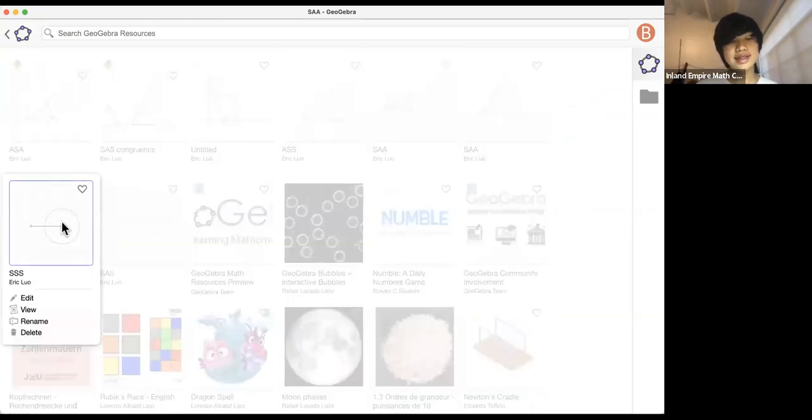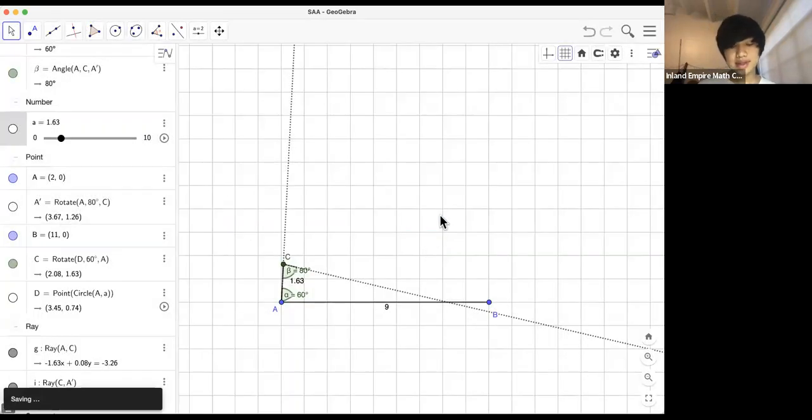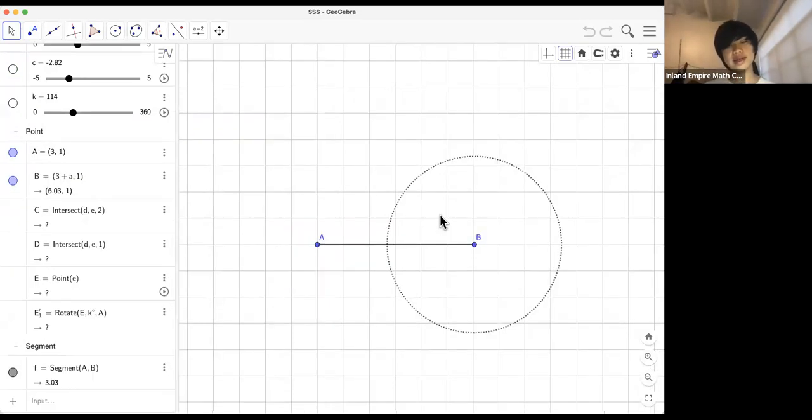Of SSS. What this is saying is that if you know all three side lengths, you can figure out exactly what the other angles are, because there's only one possible triangle. And this will tie back into the idea that triangles can be flipped or rotated and they're still congruent, as long as their angles and sides are the same, as long as their shape and size is the same.